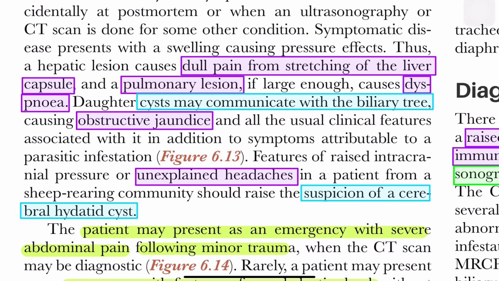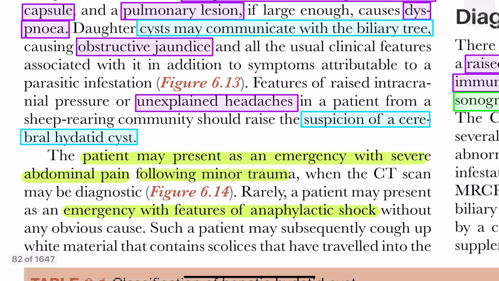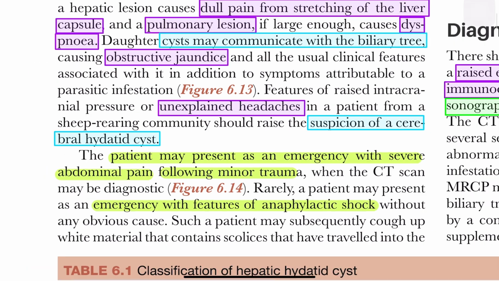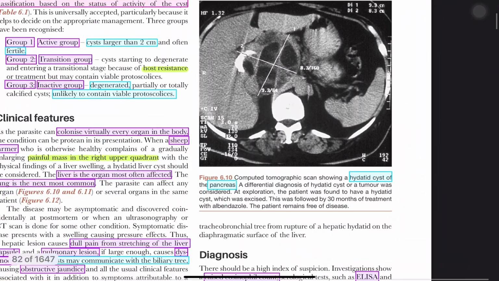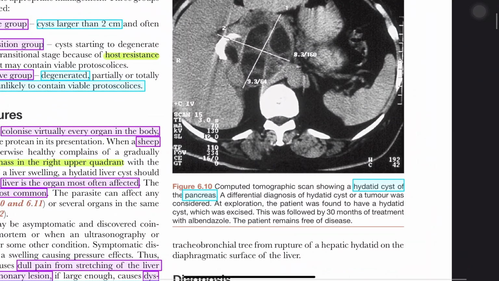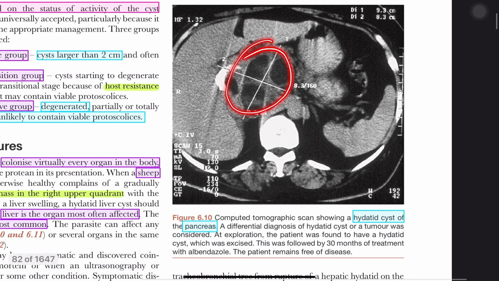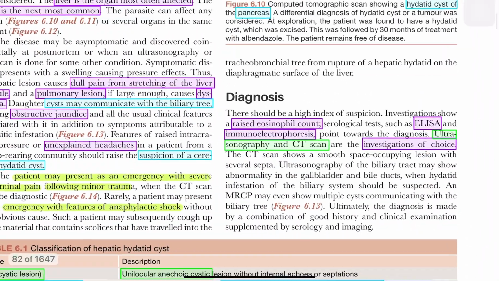The cyst may communicate with the biliary tree, in which case the patient will present with obstructive jaundice. An unexplained headache may give rise to suspicion of a cerebral hydatid cyst. This is a CT scan of a hydatid cyst of the pancreas, not the liver.